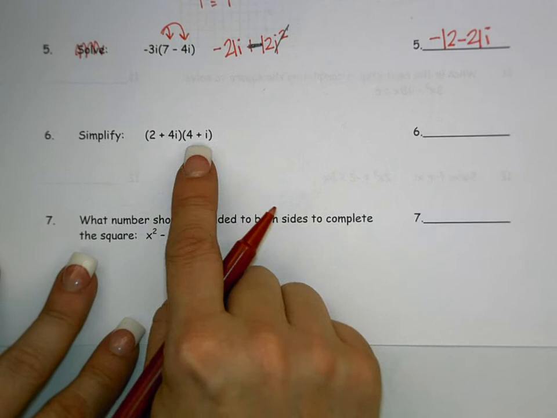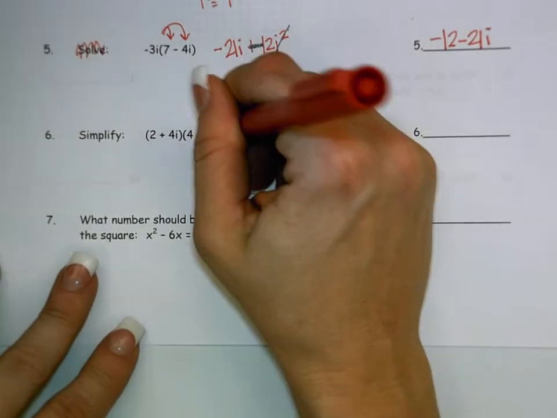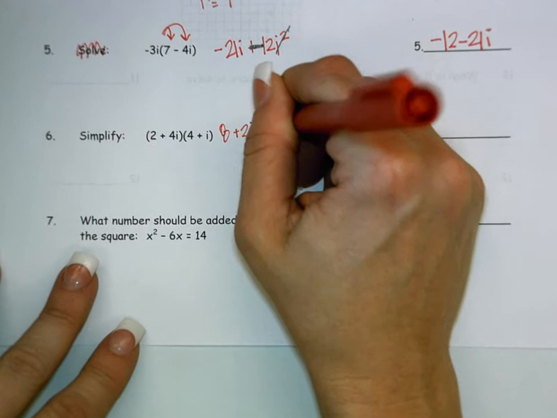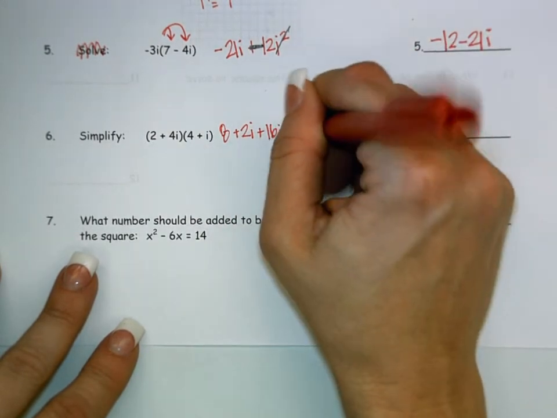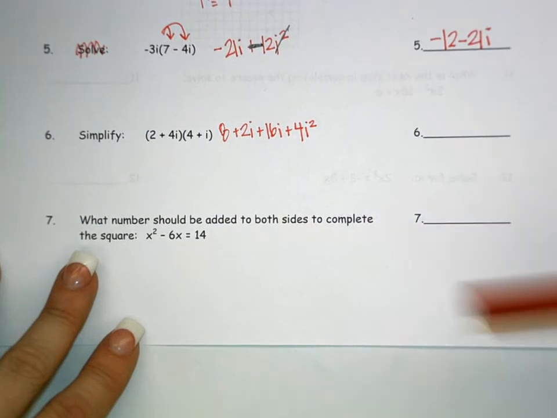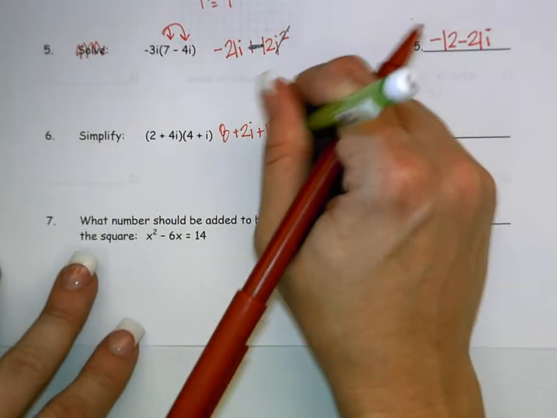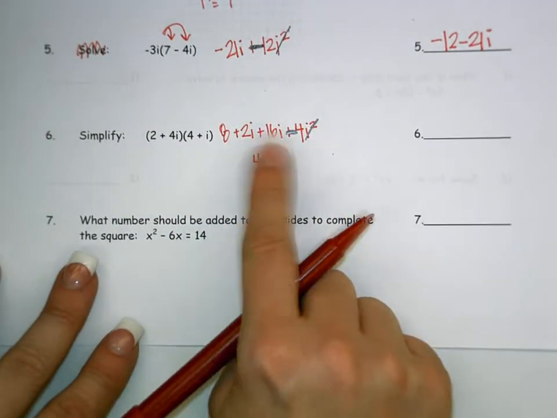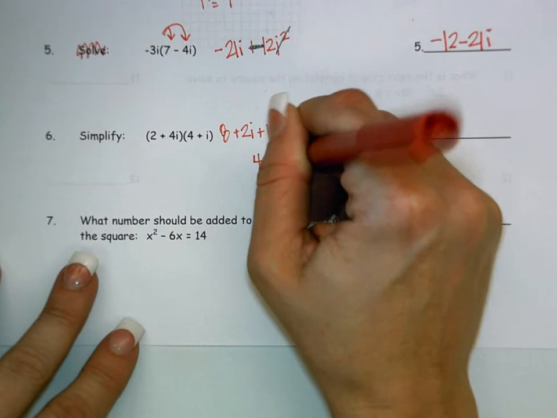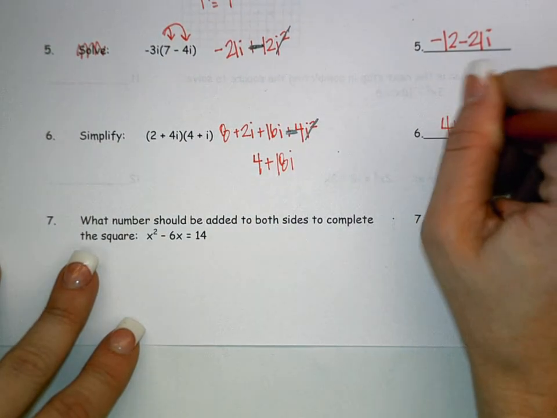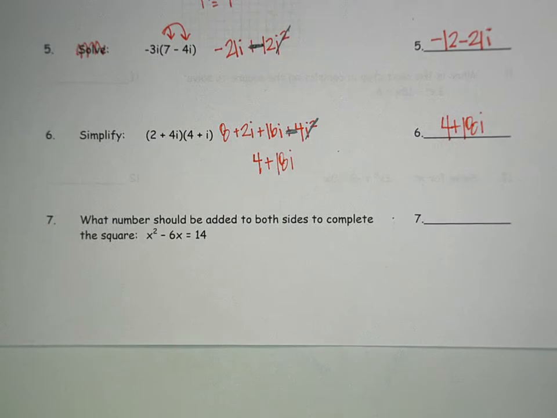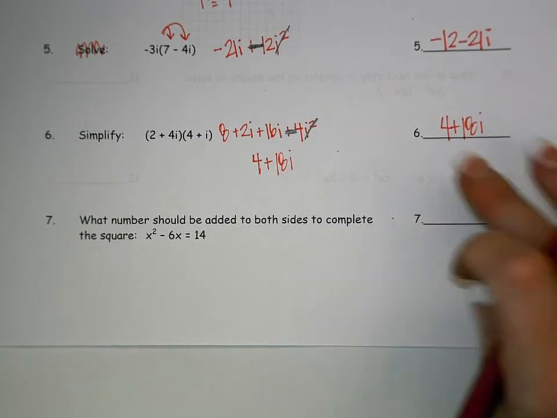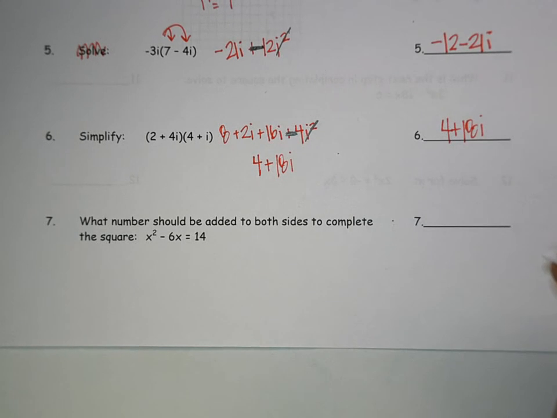For number 6, since these are binomials, you have to FOIL. First times first gives you 8. Outsides is plus 2i. Insides is plus 16i. And last is plus 4i squared. The i squared again goes away, and this becomes a negative. So if you combine the like terms, 8 minus 4 is 4. 2i plus 16i is plus 18i. So 4 plus 18i. And there will be instructions on your test to write everything in standard form. Standard form, again, is just the real number and then the imaginary portion.